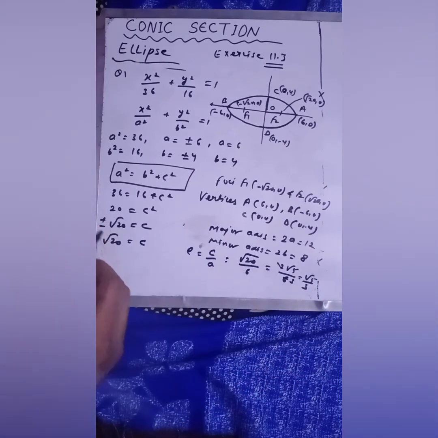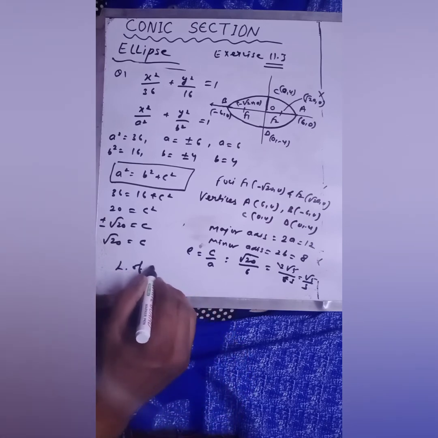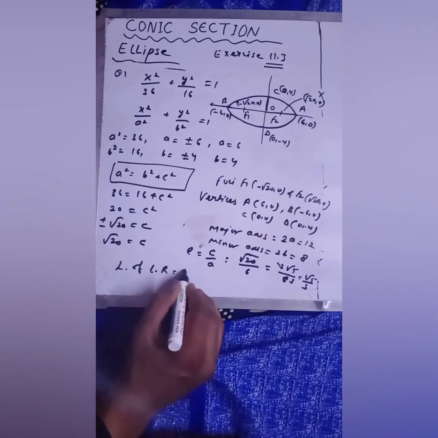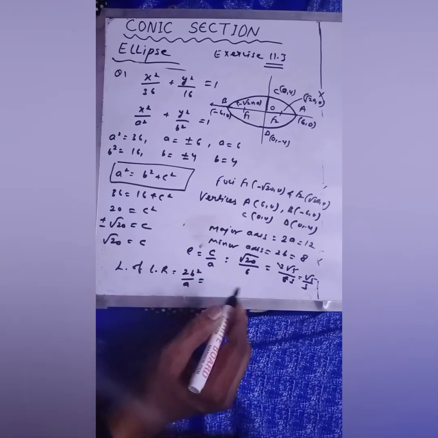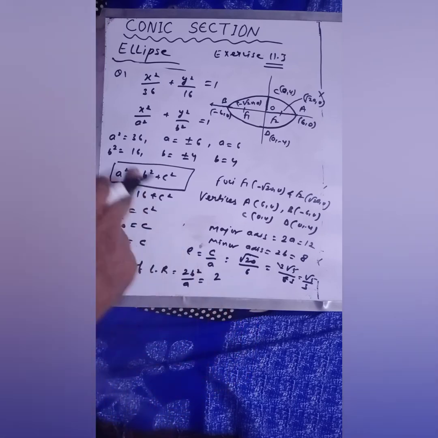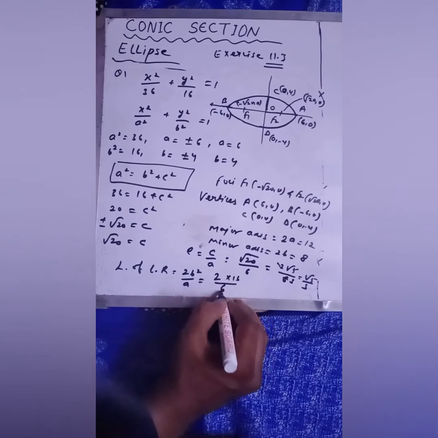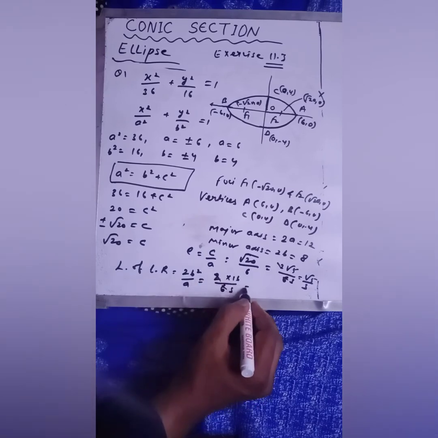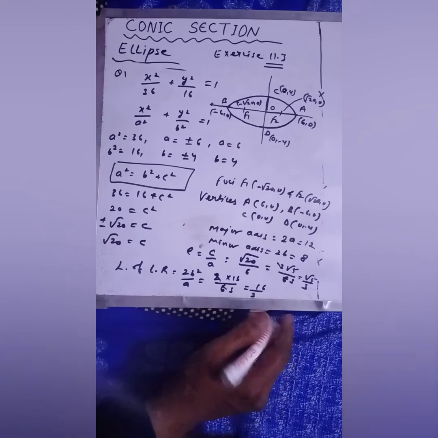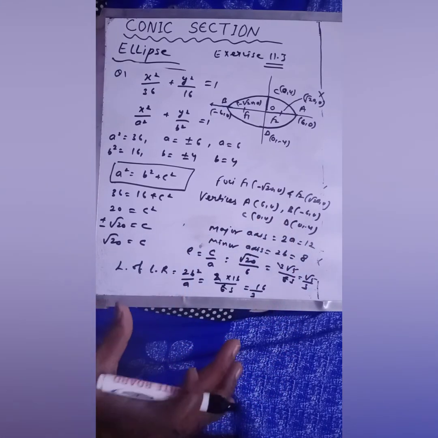Now length of latus rectum. Length of latus rectum that is equal to 2b²/a. Fine. So 2 into your b square, b square is 16, over a is 6. So just cancel out. So it would be 16/3. So this is how you can calculate all these things.